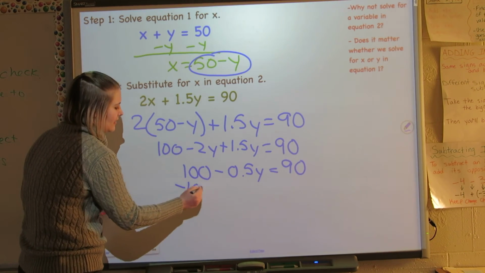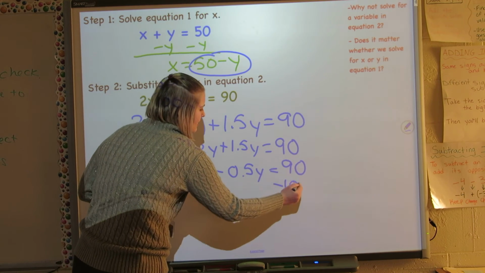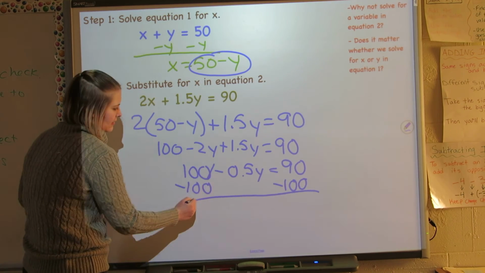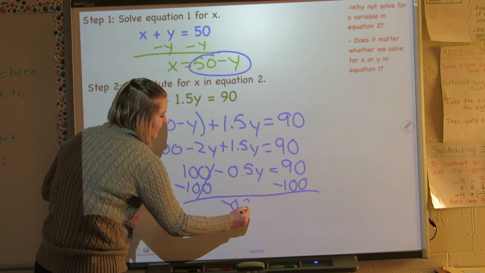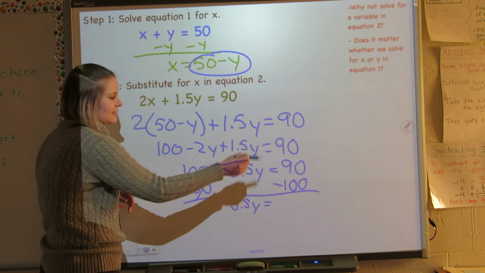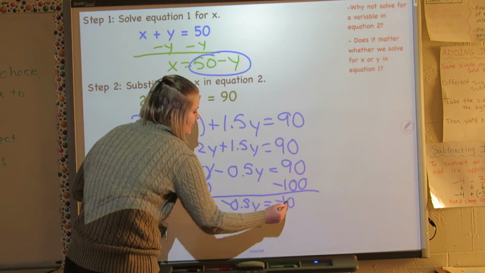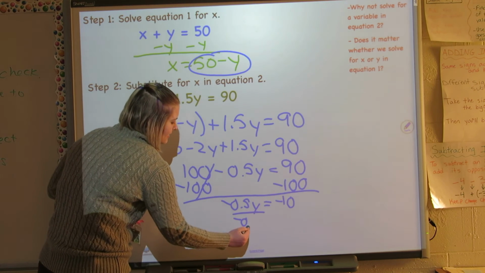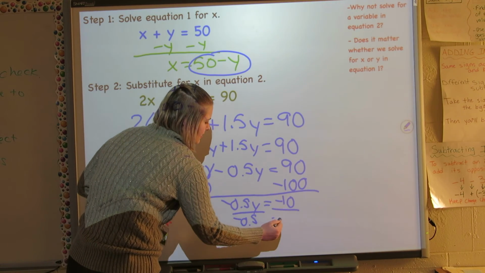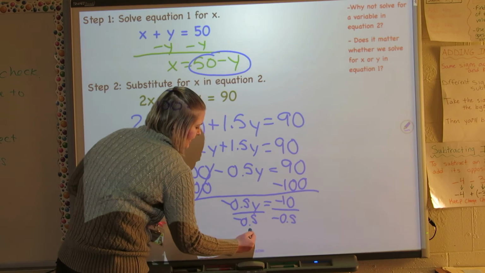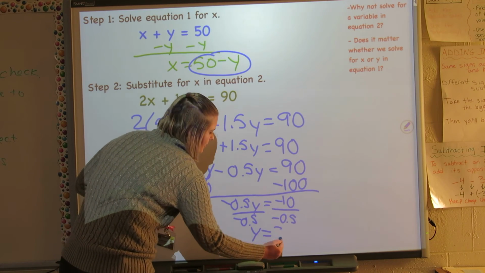I'm going to subtract 100 from both sides. So I'm left with negative half y equals 90 minus 100, which is negative 10. Divide both sides by negative half. And I get that y is equal to 20.